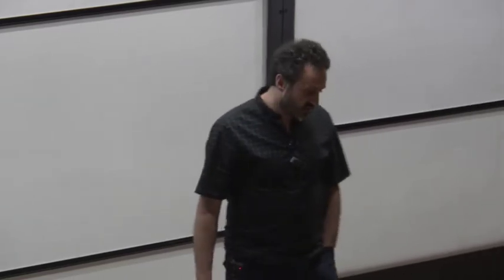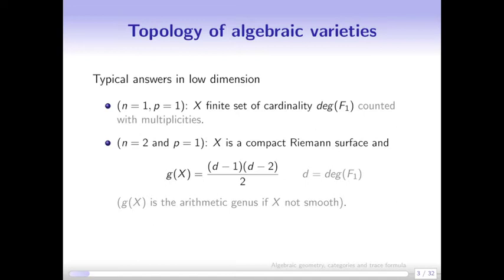The other very famous case is a plane algebraic curve given by one equation. Then X is a compact Riemann surface, and its topology is characterized by an integer called the genus. This genus is given by this number here in terms of the degree of the equation. If X comes with singular points, then this g of X is the arithmetic genus and not the geometric genus. So that's the kind of answers we are looking at.